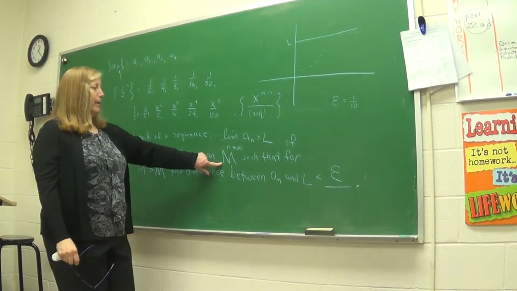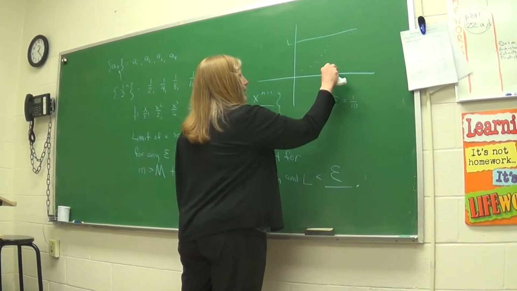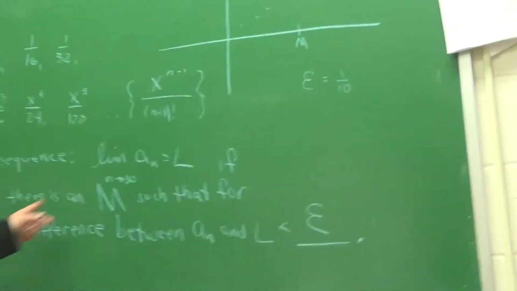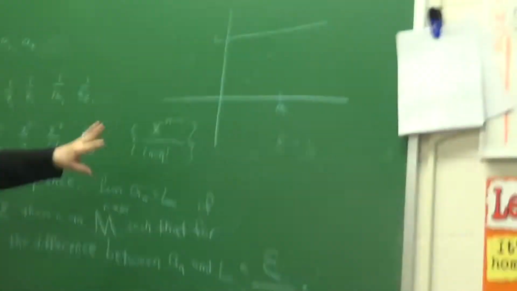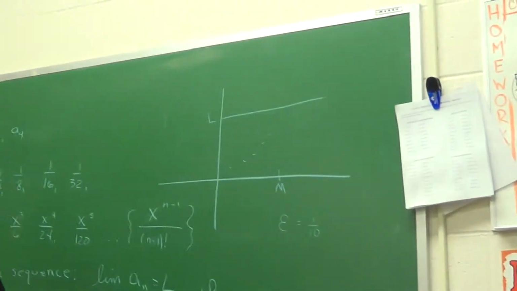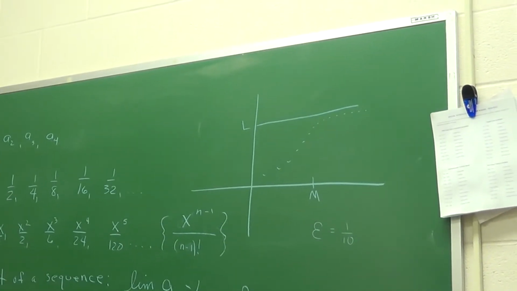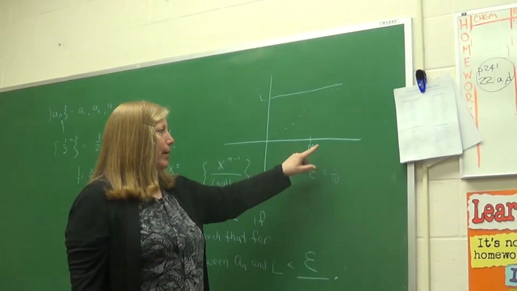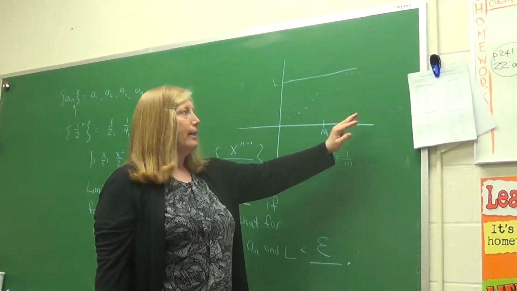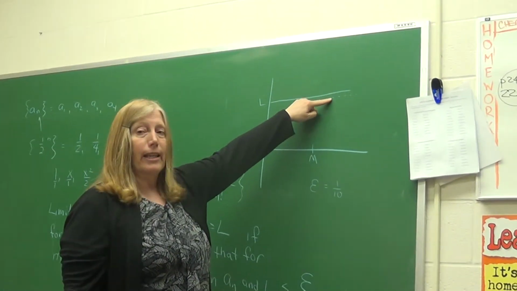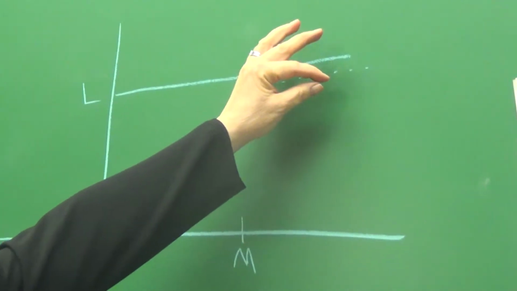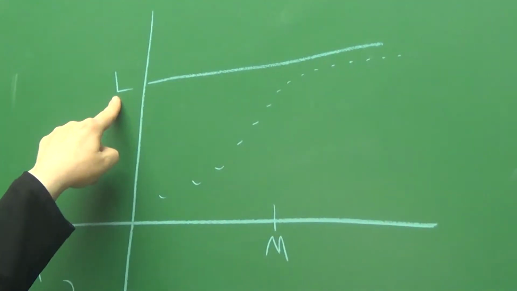There is an M, so the M looks like it's about here, such that for M greater than that, we're going to be on this side. On this example, if I go past M, look what happens on this side of M. The difference between the sequence and L is getting smaller and smaller and smaller. So that is the limit if that's happening.